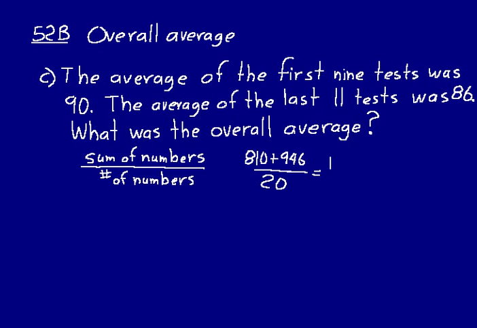And so that's going to equal 1,756 divided by 20. So that's our overall average. And so we just do 1,756 divided by 20, and we get 87.8. That's the overall average.